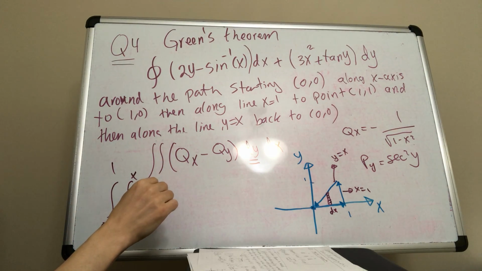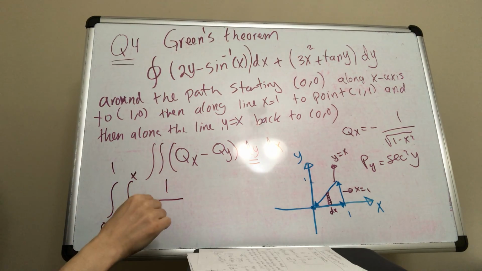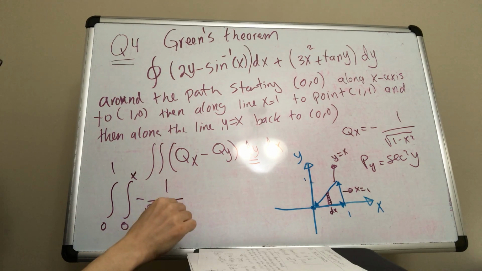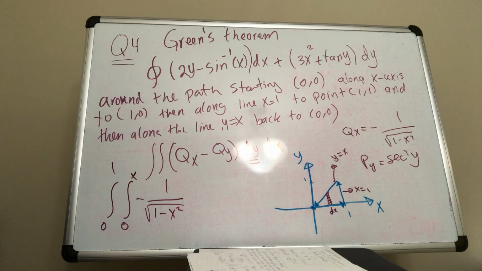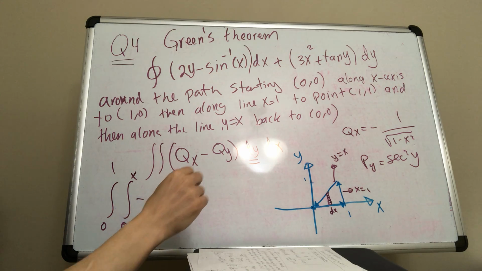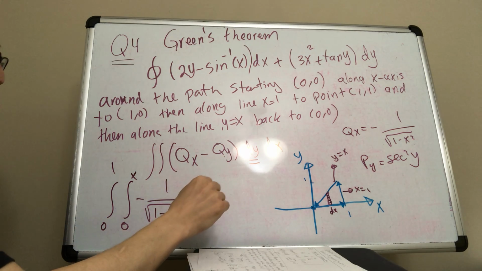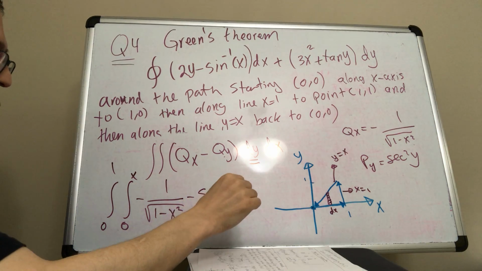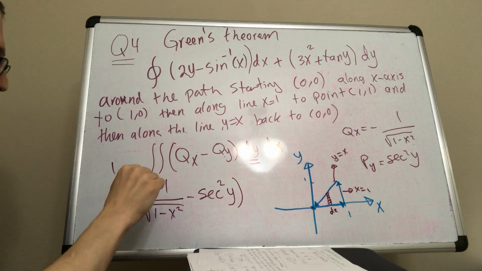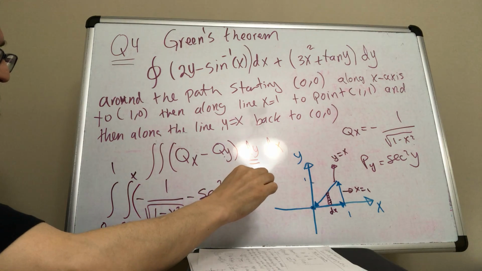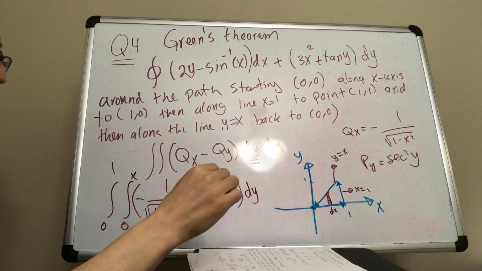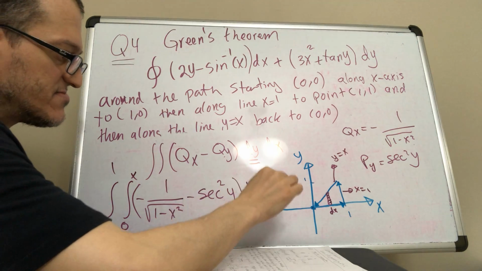Qx is 1 over the square root of 1 minus x squared, and this one is secant squared y. We're going to integrate this dy first, and then dx.